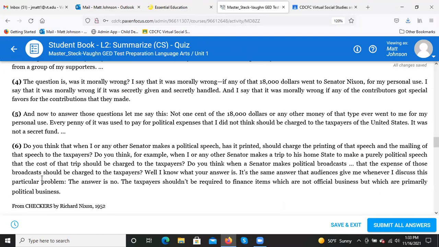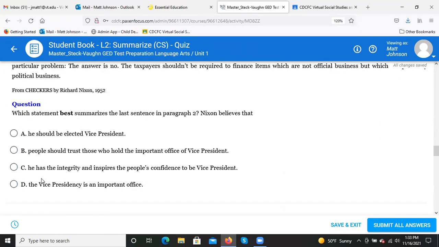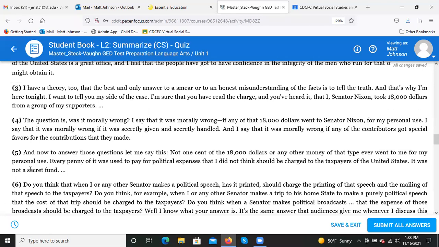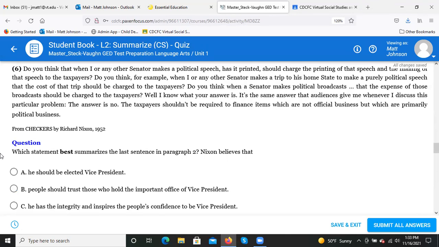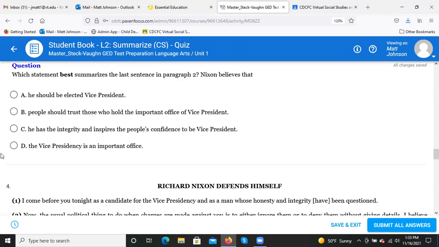Okay, 3. So which statement best summarizes the last sentence in paragraph 2? So right here, we'll reread it real quick. So to me, the office of the vice presidency of the United States is a great office. I feel that the people have got to have confidence in the integrity of the men who run for that office and who might obtain it. So is he saying he should be elected vice president? A, people should trust those who hold the important office of vice president. He has the integrity, inspires the people's confidence to be vice president. Or B. B as in boy?